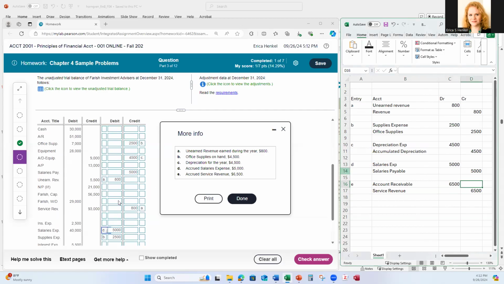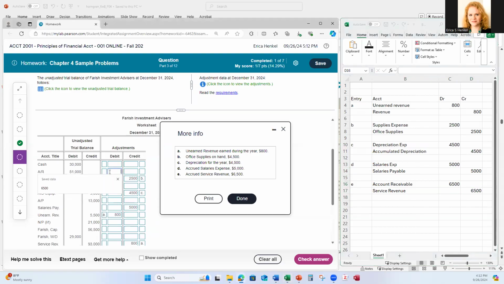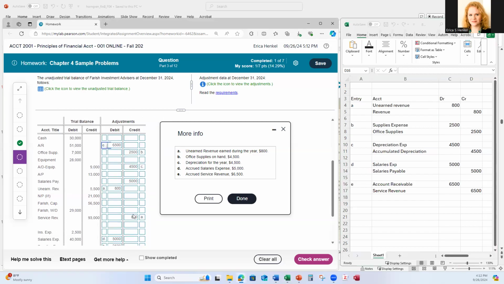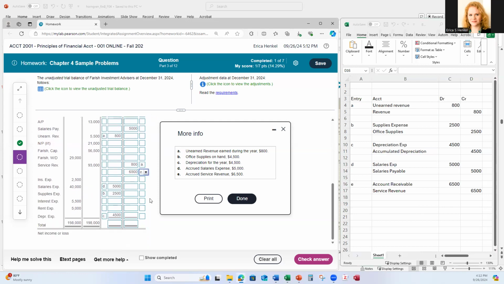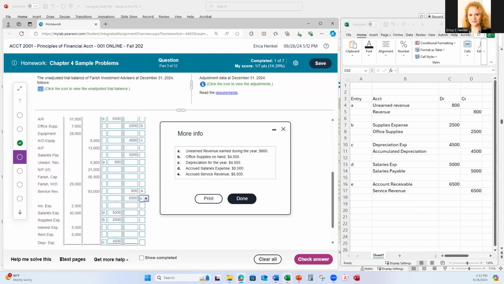All right, so next we're going to go up here. We're going to get this in here for 6,500 and then get our service revenue down here. There's two lines here, by the way, so don't write over the other line. All right, so that gets us there. And then we need to add up all of these columns to make sure we've got the total correct here.